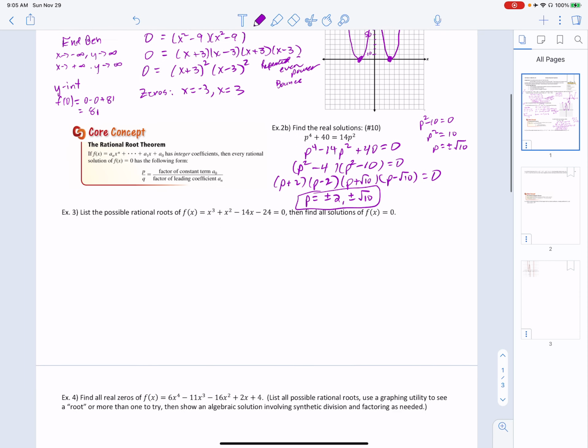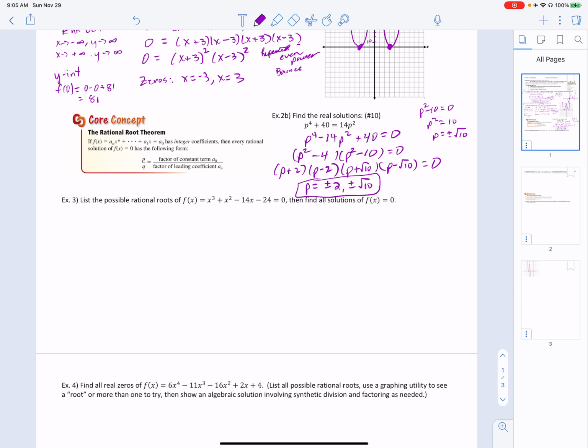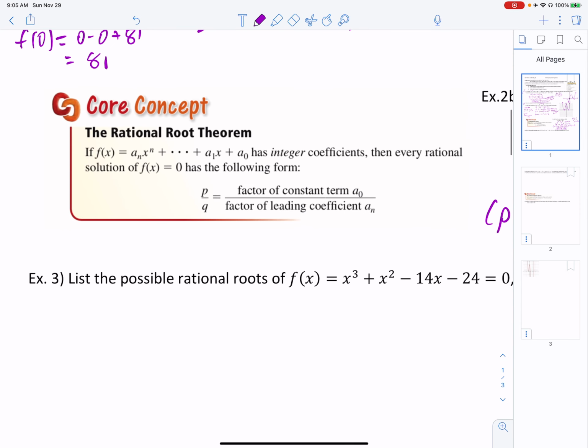Example 3, list the possible rational roots. So we have this rational root theorem. If you have a polynomial that has integer coefficients, so we have a 1, a 1, a -14, and -24 in example 3. Those are all integer coefficients. Then every rational solution, just the rationals, it doesn't include the irrational, and rationals are numbers that can be written as an integer over an integer. 5/4 is an example. 2/3 is an example. The number 7 is an example because 7 can be written as 7 over 1.